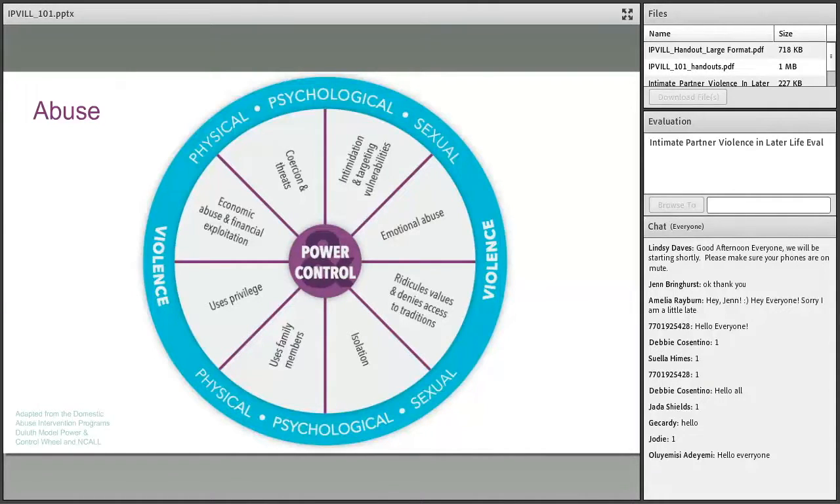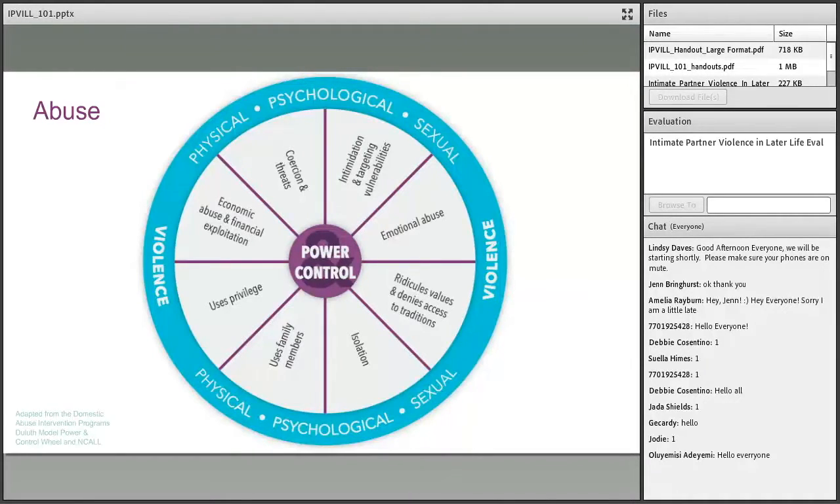So what we did was we combined the two together because, again, NCAL looks at things from an elder abuse perspective. So we wanted to bring it back to the domestic violence victimization that occurs and the tactics used in domestic violence relationships. So we merged the two together in a way that was encompassing IPVILL.